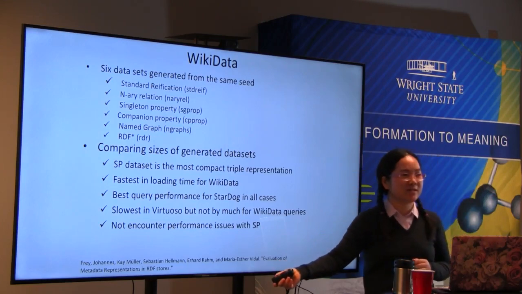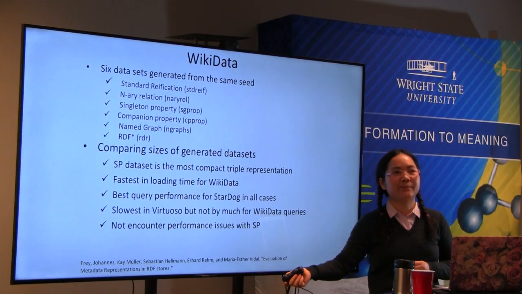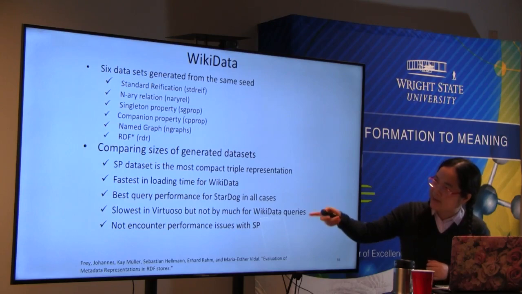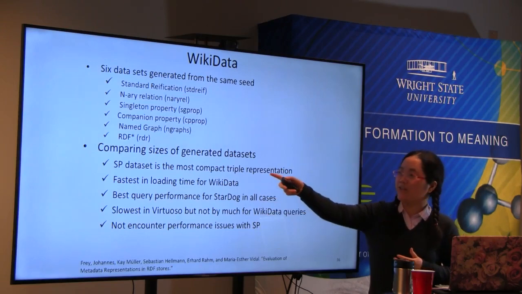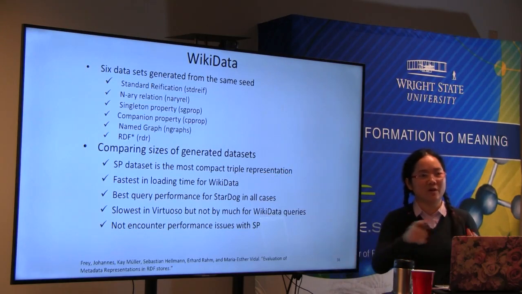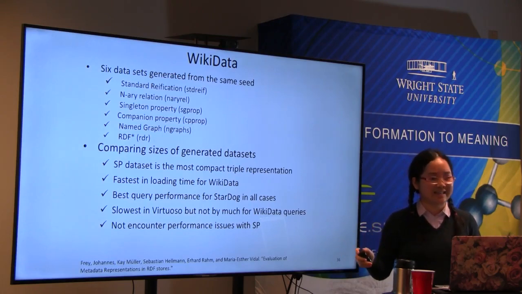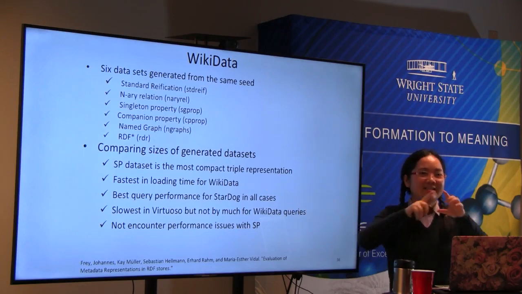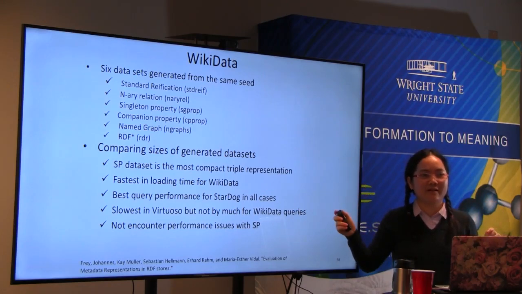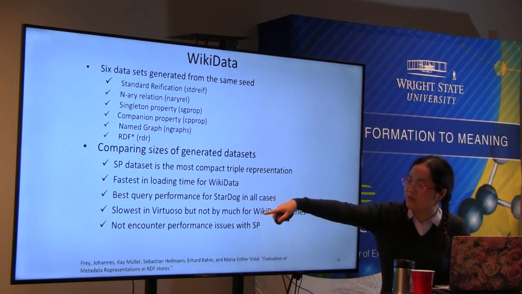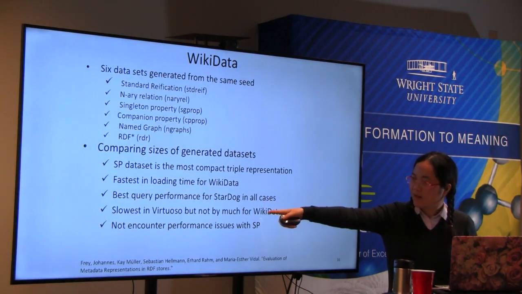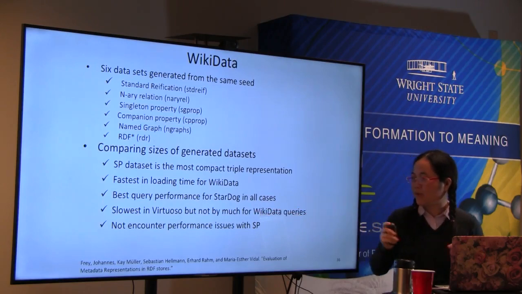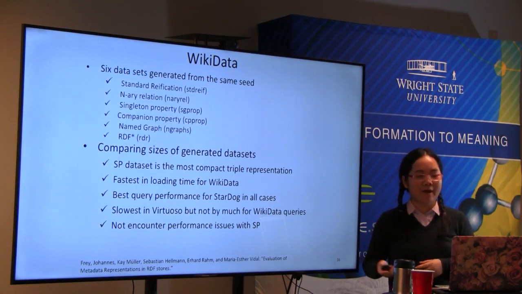So this one is not published yet. It's under review with a major revision at a Semantic Web journal. And in that, they evaluated both data sets, like Wikidata and Wikipedia. And the conclusion out of this is the SP data set is among the most compact ones. So across evaluations, all agree that it's very concise and fast, because of the size of it, right? If it is small, it may be faster to load it into the engine, and it gives the best performance in startup. Slowest in Virtuoso, but not by much on the Wikidata queries, so kind of comparable.